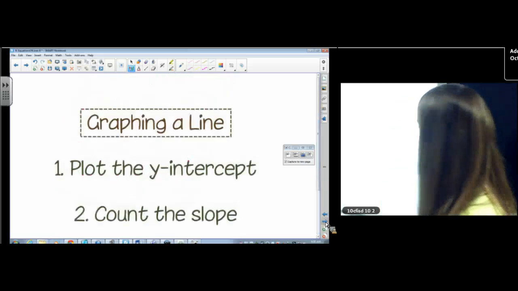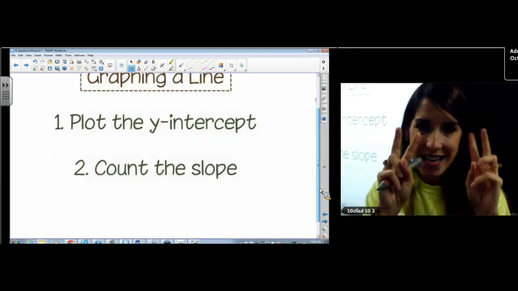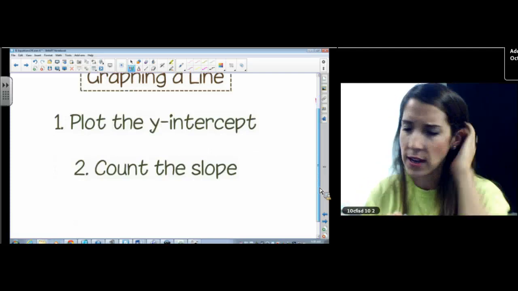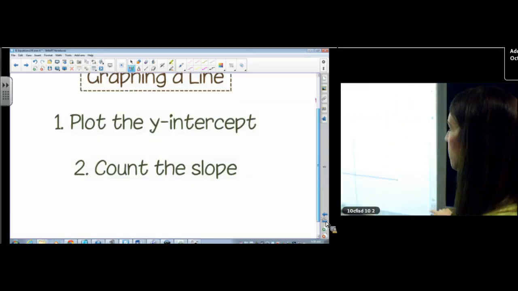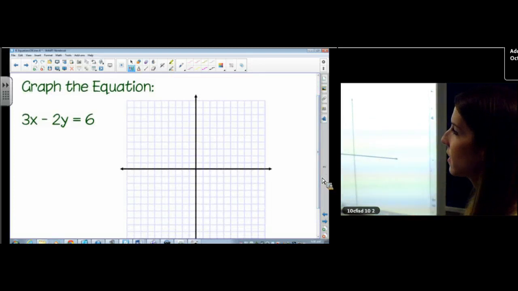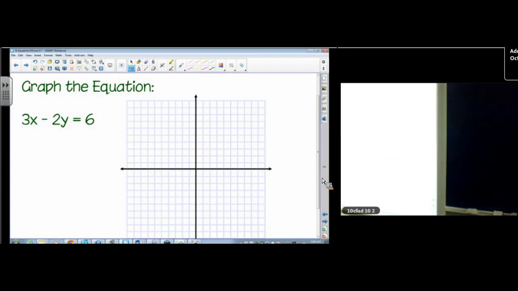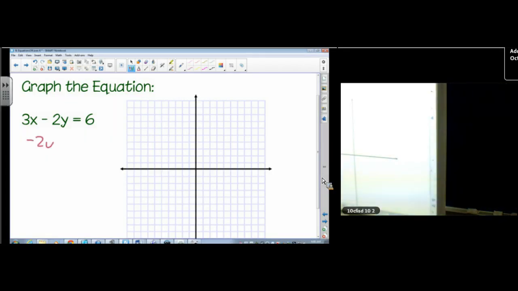Real quick, I just want to make sure we know how to graph a line. I wasn't really planning on teaching this because I assume you remember it, but I just want to make sure you do remember it. You would first plot the y-intercept, and then you would count the slope. I don't know why these graphs are showing up so light. But anyways, so you would get it into y equals mx plus b form. You would divide everything by negative 2.